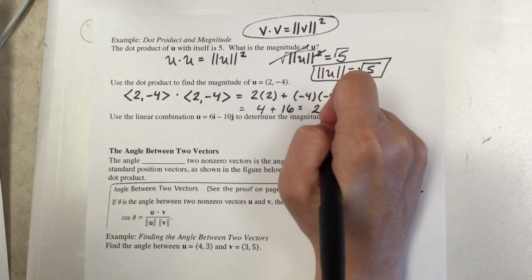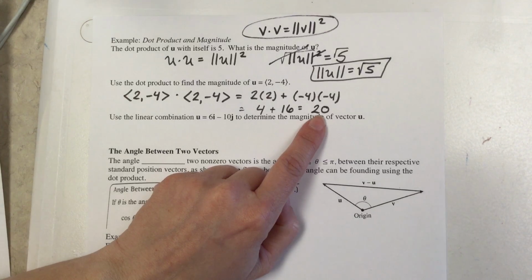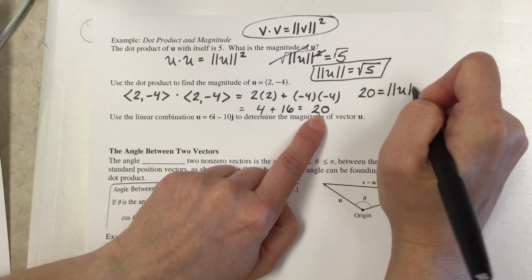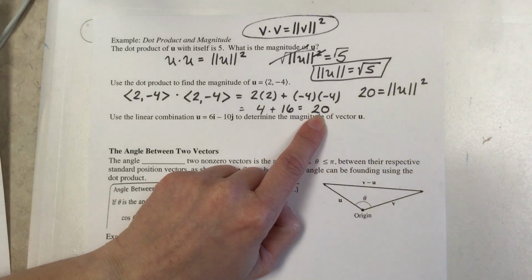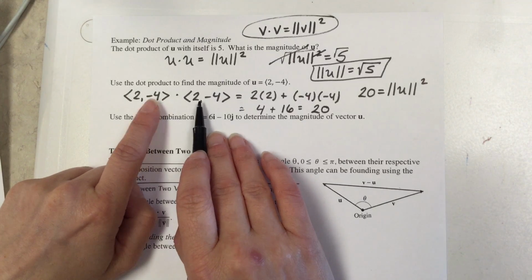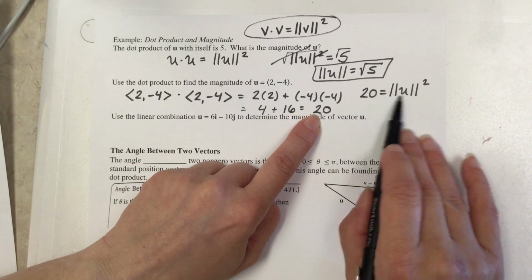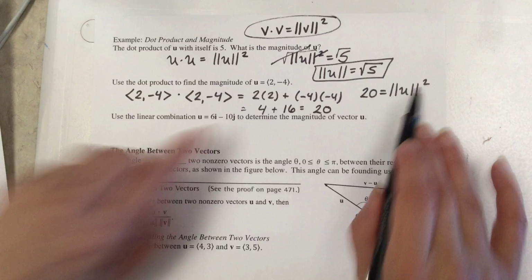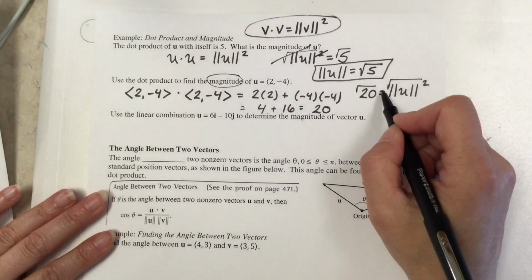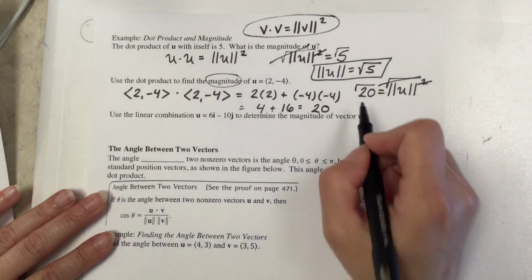4 plus 16 is 20. So that's what the value is. So 20 is equal to the magnitude of u squared. Because whatever the dot product is, if you multiply a vector by itself, that is equal to the magnitude squared. If you're trying to find the magnitude, you simply take the square root, because the square root cancels the square.